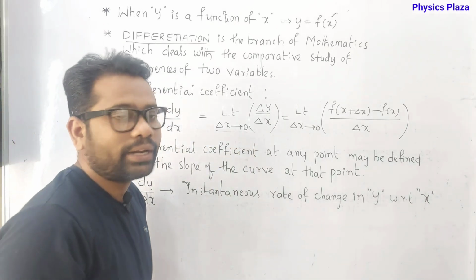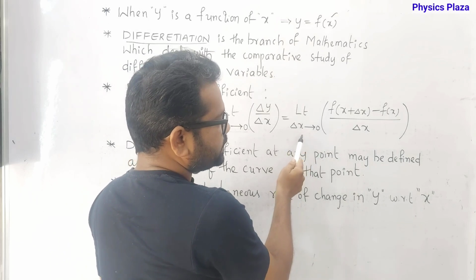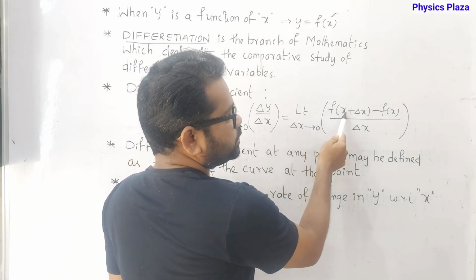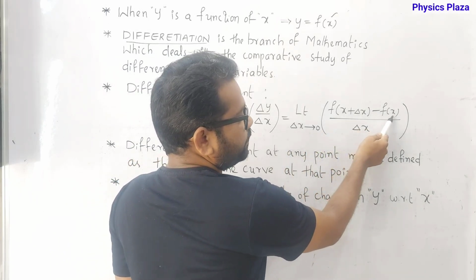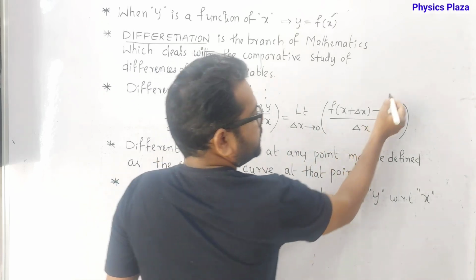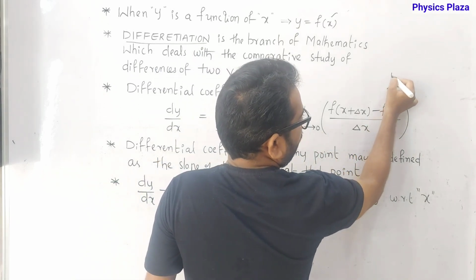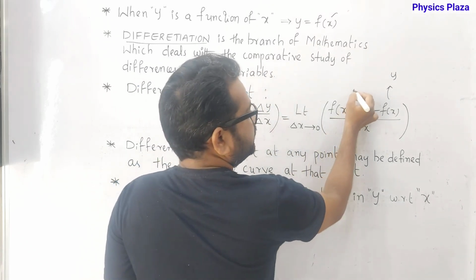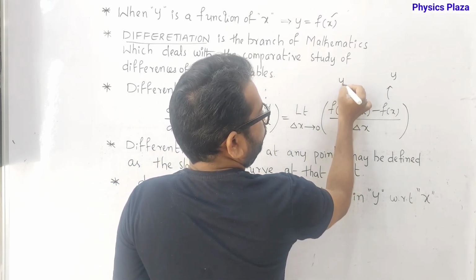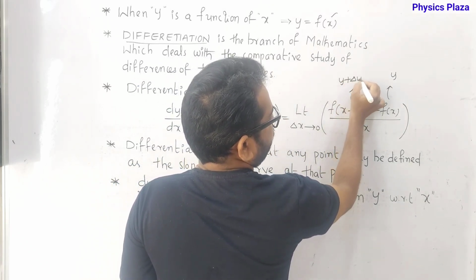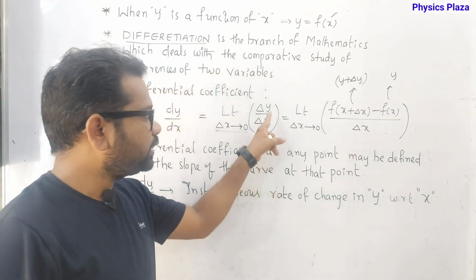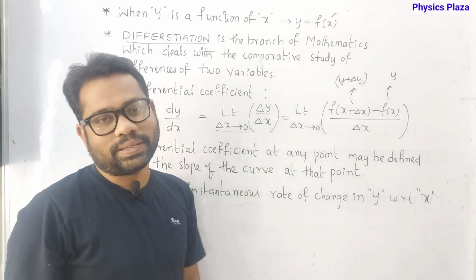It can also be written as limit delta x tends to 0 of f of x plus delta x minus f of x, by delta x. Why? Because f of x is nothing but y, and this you can write as y plus delta y. Again you will get the same thing, that is delta y by delta x.